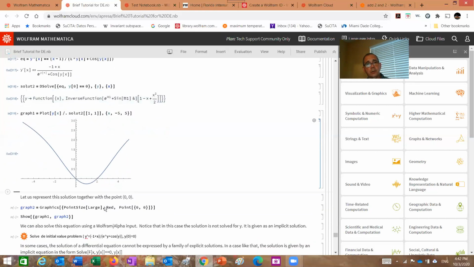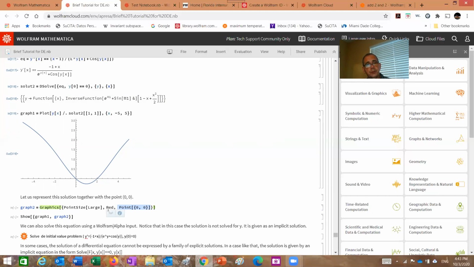Now, together with this, we can graph the point corresponding to 0, 0. How can we graph it? You use the Point function, and inside the brackets you put the point 0, 0 in between braces. Then you put Red because you want the point to have this color, and PointSize Large to make the point large. If you don't introduce this, then the point is going to be very small.